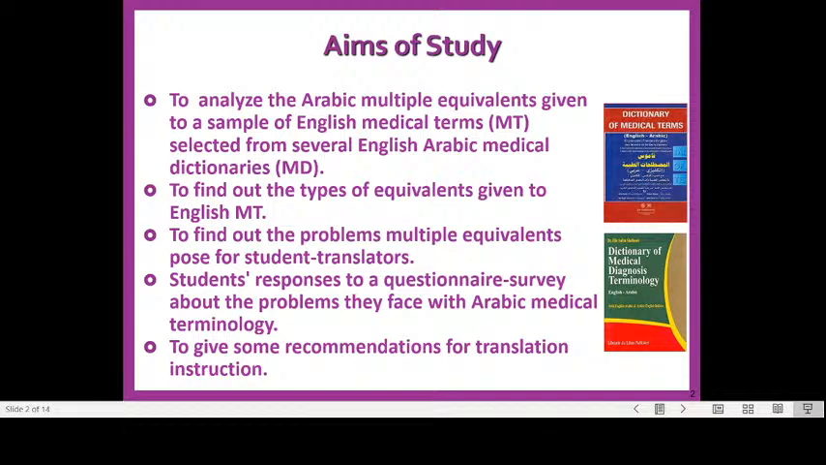The aims of my study were to analyze the Arabic equivalence given to a sample of English medical terms selected from several English-Arabic medical dictionaries, and to find out the types of equivalence given to English medical terms, to find out the problems multiple equivalence pose for student translators, and students' responses to a questionnaire survey about the problems they face with Arabic medical terminology, and finally to give some recommendations for translation instruction.